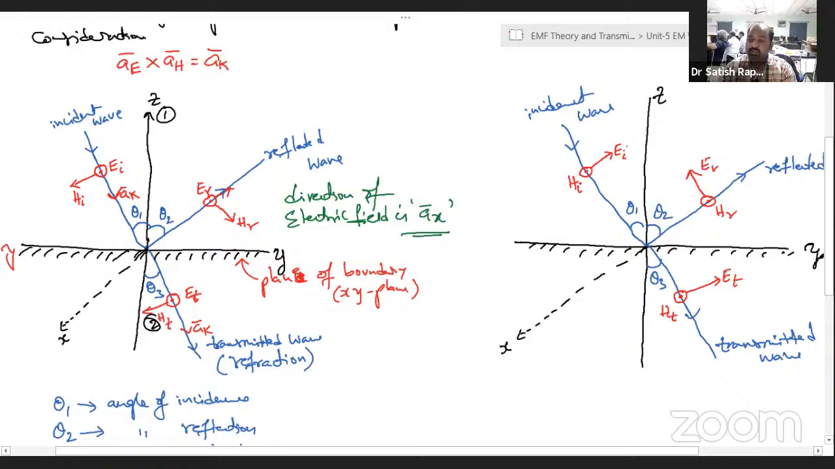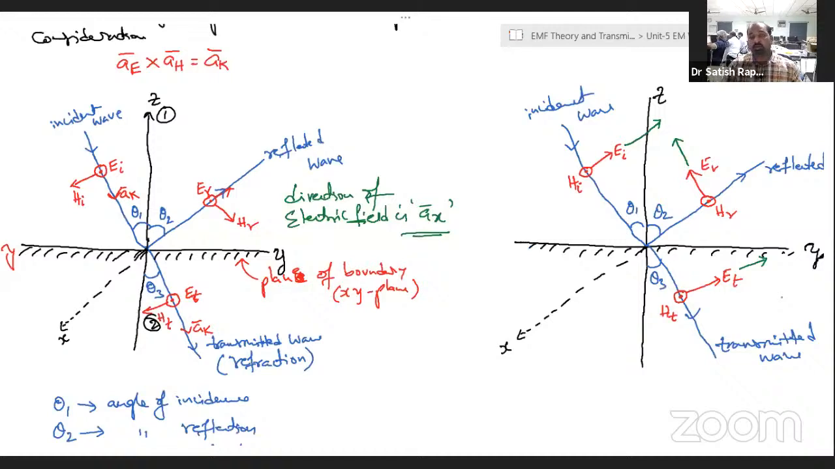Incident wave, this is the direction of electric field. Electric field is directing in this direction. And reflected wave, for reflected wave, this is the direction of electric field. And transmitted wave, this is the direction of electric field. Right? So therefore, different directions. Incident and transmitted wave, they are the same. But whereas reflected wave, the direction of electric field is different.